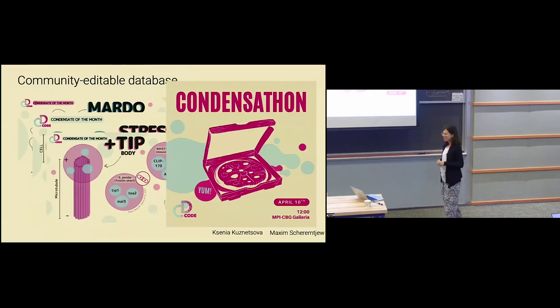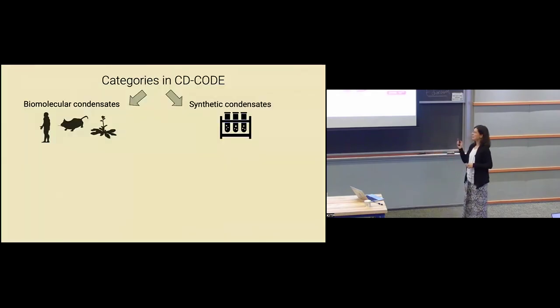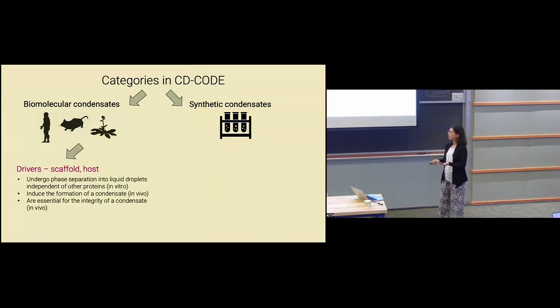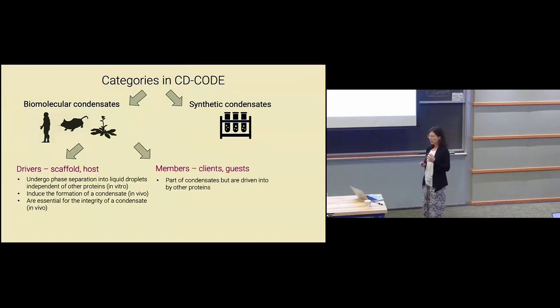But we had to make certain decisions when designing CD-CODE. For example, we decided to split synthetic condensates and biomolecular condensates. Biomolecular condensates for us means that it was observed in a cell or in an organism. We also decided to split the type of proteins we observe. There are the so-called drivers, or others call them scaffolds or hosts, that are essential for the integrity of a condensate. If you knock this gene out, the condensate is not there, or it doesn't form or dissolves. On the other hand, there are members or clients or guests, as others call them, that are part of condensates, but they can partition in and out, maybe as a function of stress or cell state, and they are not essential to the integrity of the condensate.